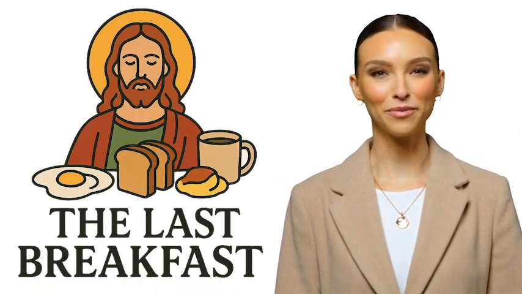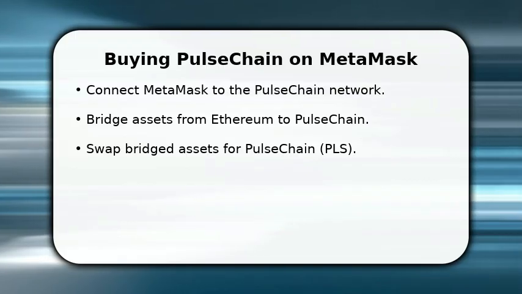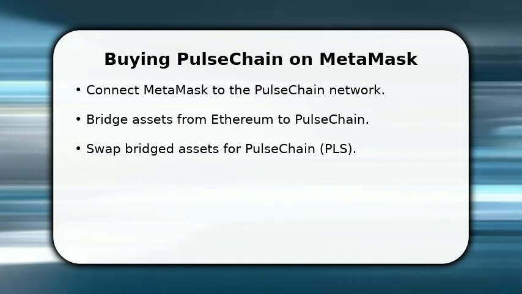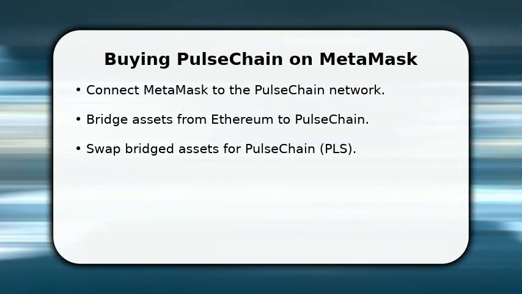Please enjoy the video. In this video, I will explain how to buy Pulsechain using MetaMask. First, you will connect your MetaMask wallet to the Pulsechain network. Next, you'll bridge your existing assets from another chain, like Ethereum, over to Pulsechain. Finally, you'll swap those bridged assets for Pulsechain tokens on a decentralized exchange. This easy method ensures a smooth transaction process.